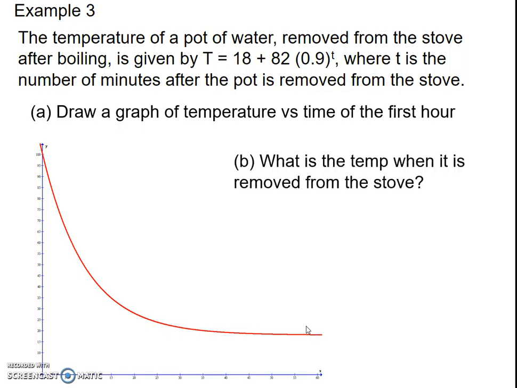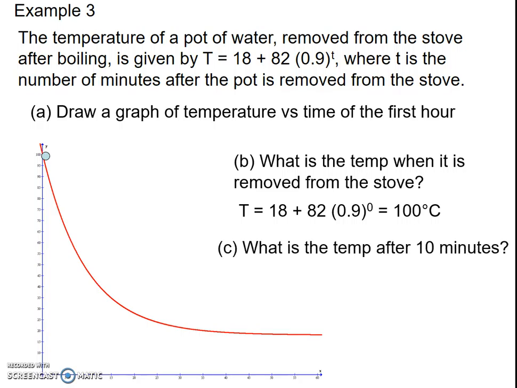Okay, what is the temp when it's removed from the stove? Well, when time equals 0, put that in the formula, you get 100 degrees. There it is. Okay, so it was boiling. What's it after 10 minutes? Well, put 10 in the formula, and you get 46.6. Just to check it, you draw a line across and a line down, and they do meet up at 10. Bit inaccurate there, but you get the point.